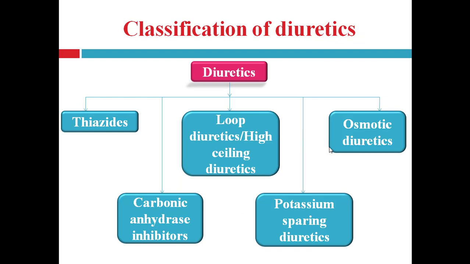Next one is classification of diuretics. Diuretics can be classified into 5 classes: thiazide diuretics, carbonic anhydrase inhibitors, loop diuretics or high ceiling diuretics. Fourth one is potassium sparing diuretics, and fifth one is osmotic diuretics. Now see one by one class, these 5 main classes of the diuretics.